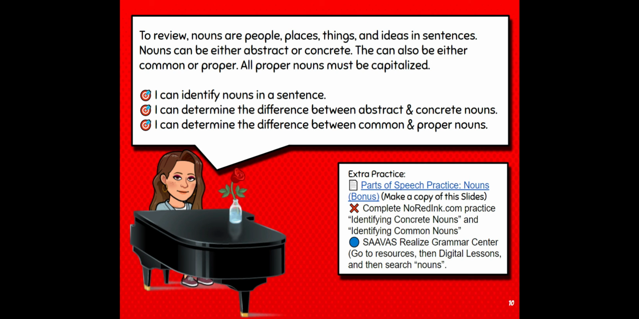As a review, here were our learning targets. Hopefully, you can now identify a noun in a sentence, determine the difference between abstract and concrete nouns, and determine the difference between common and proper nouns.